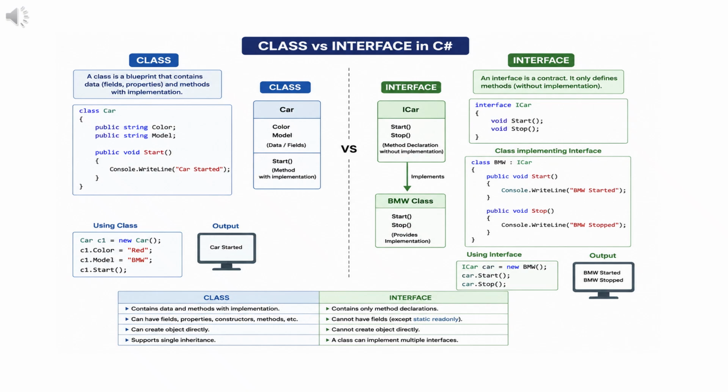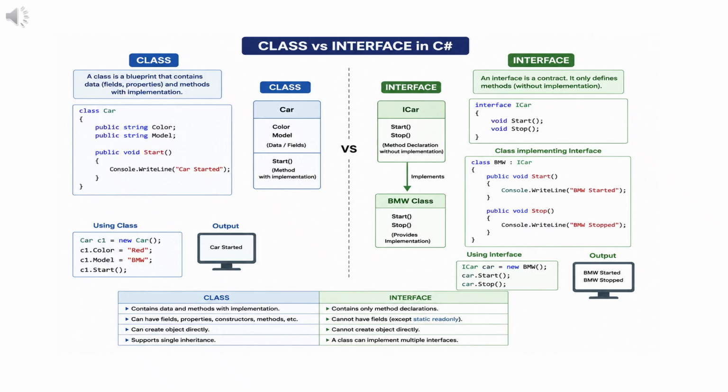A class can be instantiated directly, new Car. An interface cannot be instantiated directly. You always need a class that implements it. A class supports only single inheritance, one base class. A class can implement multiple interfaces, which is how C# gets around the lack of multiple inheritance.